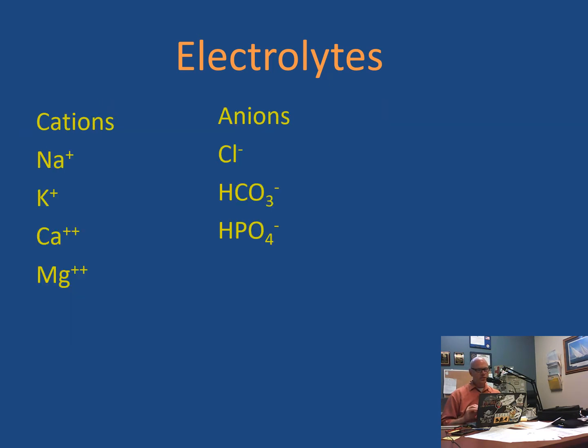So the cations are sodium, potassium, calcium, and magnesium, and the anions are chloride, bicarbonate, and phosphate. And so we need to know kind of what those electrolytes do for us. And for right now, I would like you to think of sodium and potassium. We're going to think of those in terms of how important they are for our heart and our nervous system. We're also going to talk a lot about the sodium-potassium pump in just a little bit.